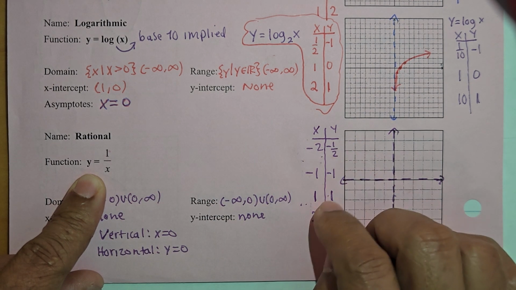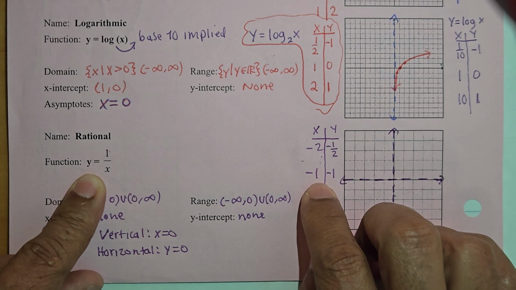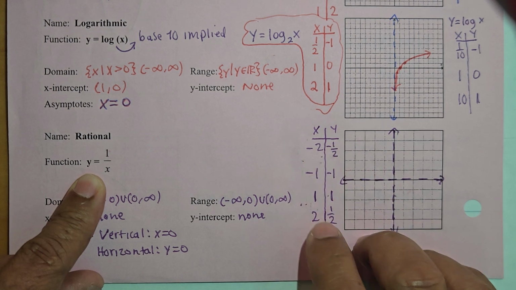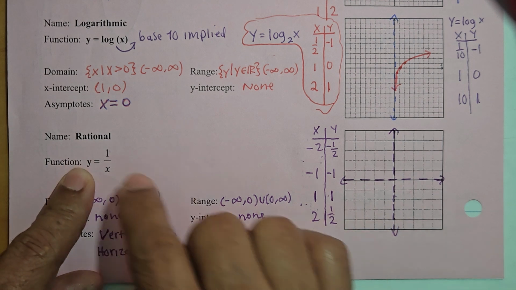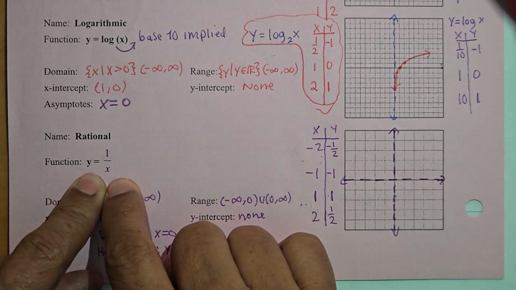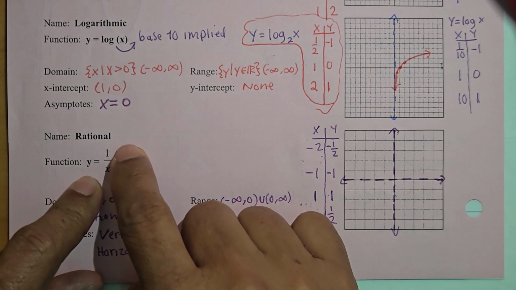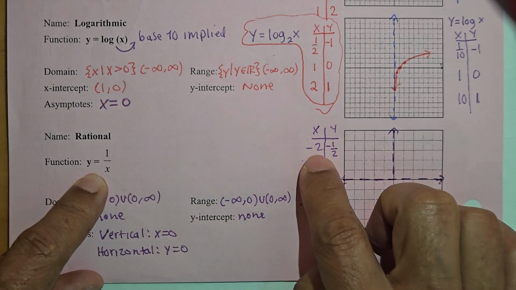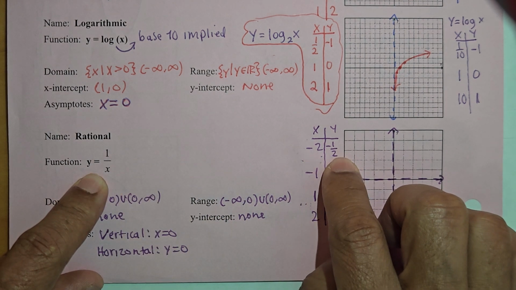And notice that I'm jumping all the way to +1, which means I'm skipping 0, and I'll explain why in a moment. Then I'm going to 2. So when x is 1, then this is 1 over 1, right? When x is -2, then this is 1 over -2. So when x is -2, y is -1/2.